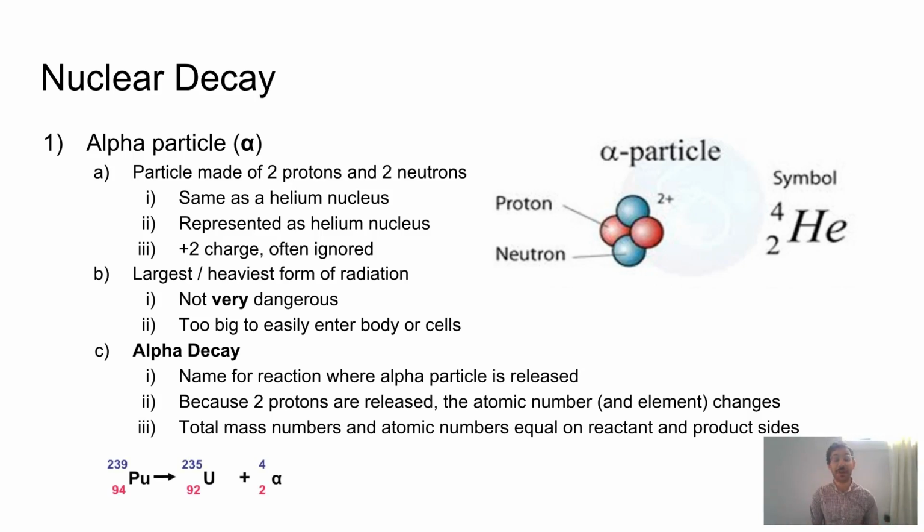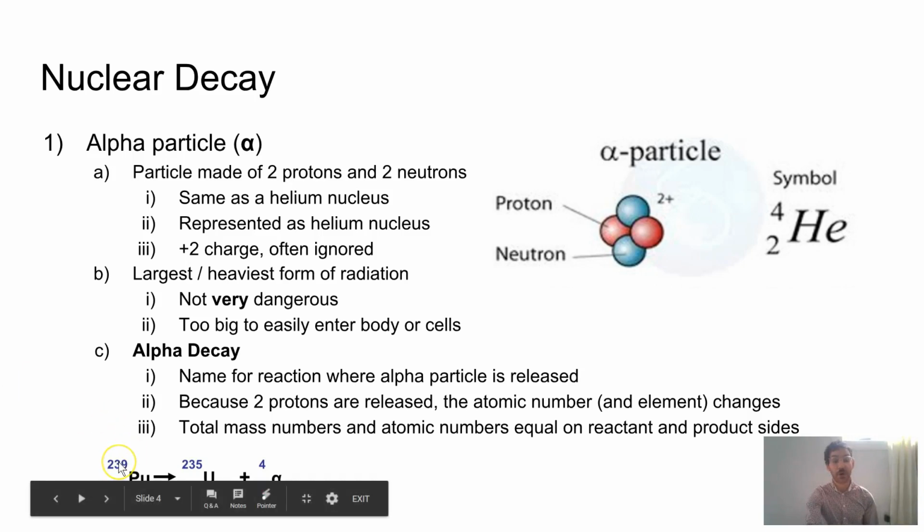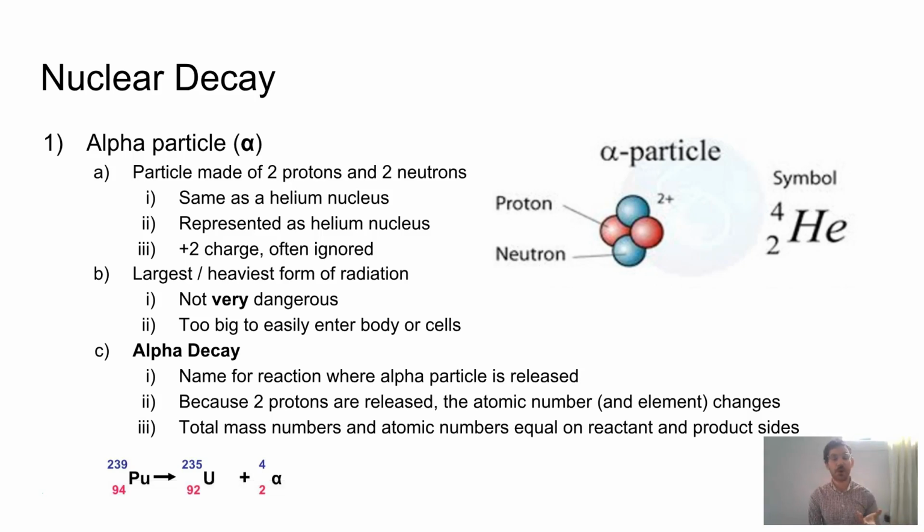Anywho, here's an example of an alpha decay reaction. As you can see, if I add up the values for all of these mass numbers, 239 is going to be equal to 235 plus 4. And we can use this to help us predict products. The same thing is true for our atomic numbers: 94 on the reactant side is going to be equal to the sum of atomic numbers on the product side. So 92 plus 2 is the same as 94.